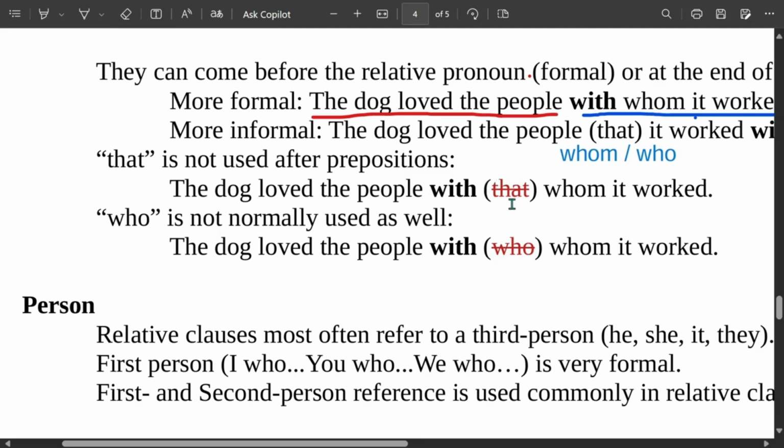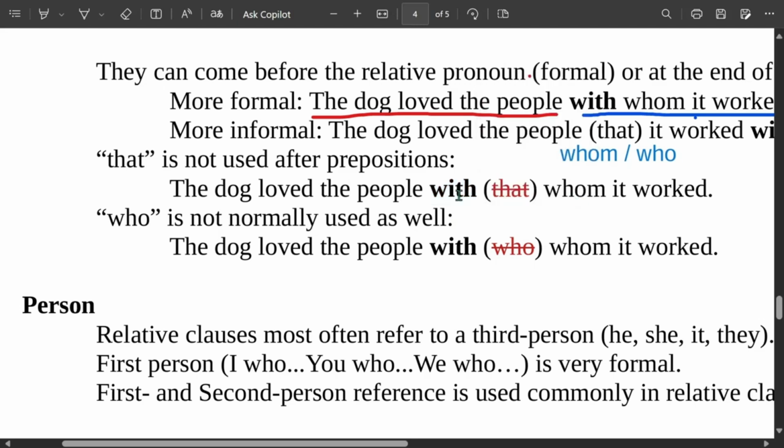Even though that is a pronoun that can refer to people, you cannot use it after the preposition. The dog loved the people with whom, not with that. Okay, you cannot say with that. Whom is a relative pronoun referring to people. Then you can have the preposition here before the pronoun.